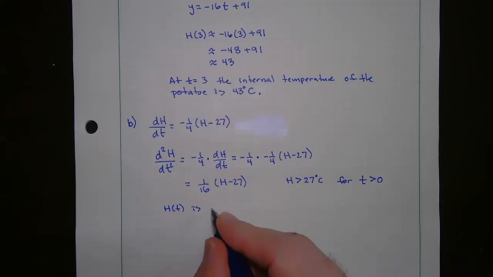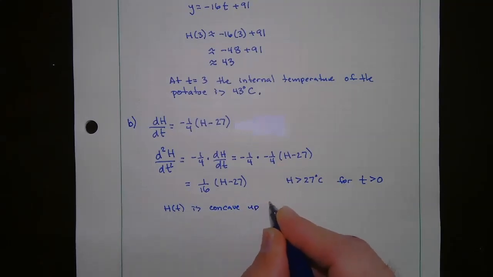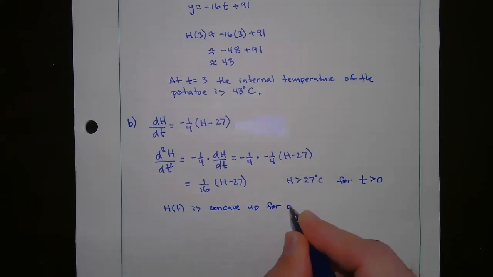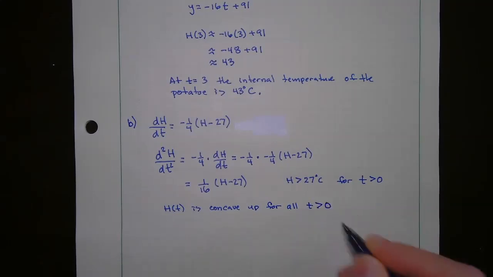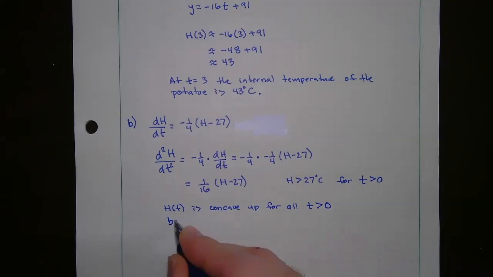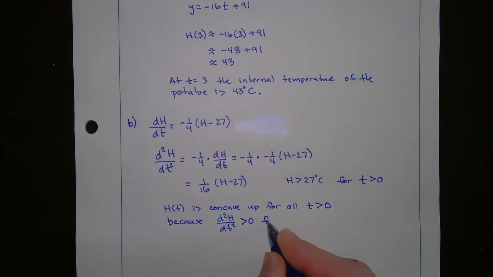So h of t is concave up for all t greater than 0 because the second derivative of h with respect to time for the second time is greater than 0 for t greater than 0. So it's concave up.